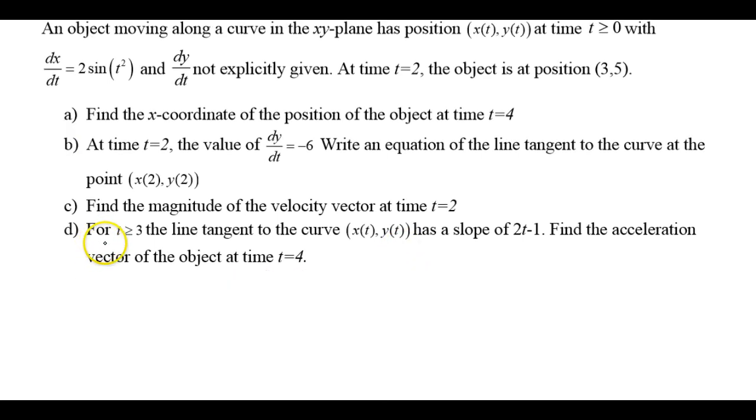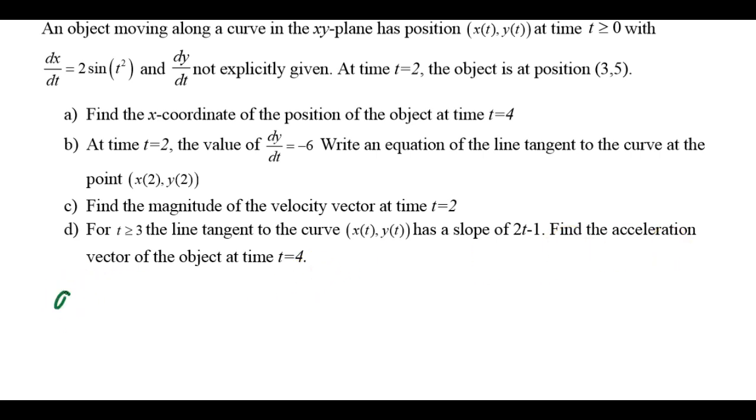And finally, part D. For times greater than or equal to 3, the line tangent to the curve x of t, y of t has a slope of 2t minus 1. Find the acceleration vector of the object at time t equals 4. So this one's kind of tricky. We're just going to write down what we know and manipulate things until we can put our pieces together. So we want the acceleration vector.